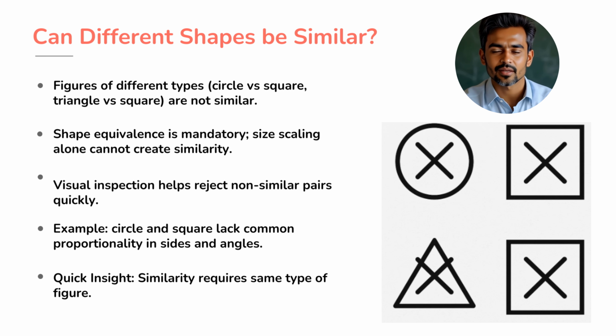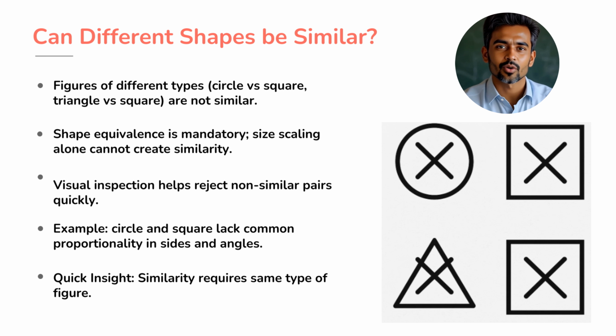For example, a circle compared to a square or a triangle compared to a square. Their shapes are fundamentally different. Remember, shape equivalence is mandatory. Just scaling the size up or down cannot create similarity if the shapes themselves are different. You can make a small square into a big square and they'll be similar. But a circle can never transform into a square, no matter how much you stretch it.